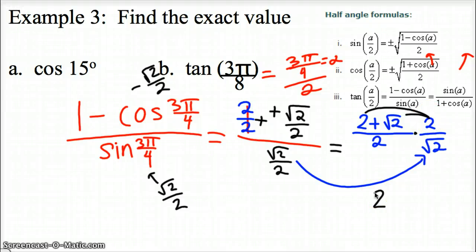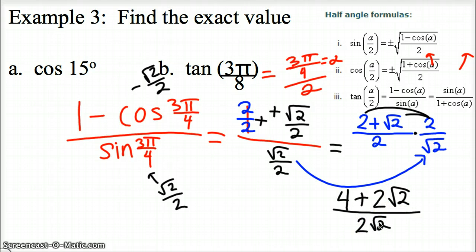So I have 2 times 2, which is 4, plus 2 square roots of 2, all over 2 square roots of 2. So this is great. It's almost simplified. I have a radical in the bottom. To get rid of that, I'm going to multiply top and bottom by square root of 2. This will allow me to cancel out the square roots of 2. So whenever you're trying to get rid of a radical, you're going to multiply top and bottom by that radical.